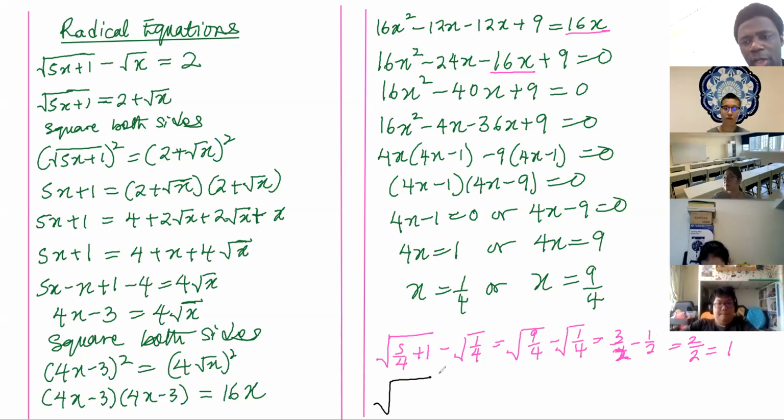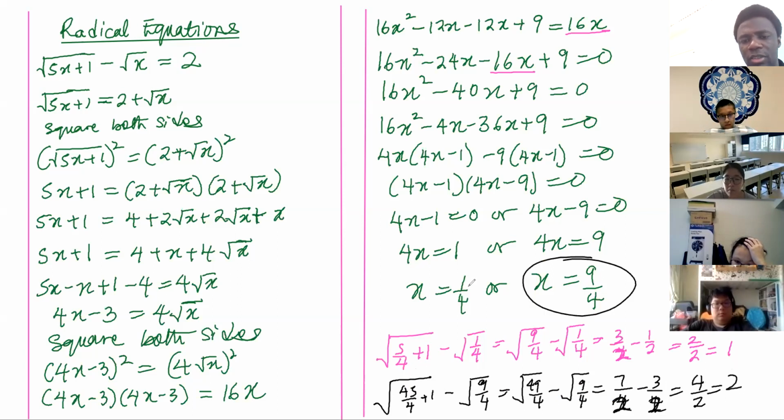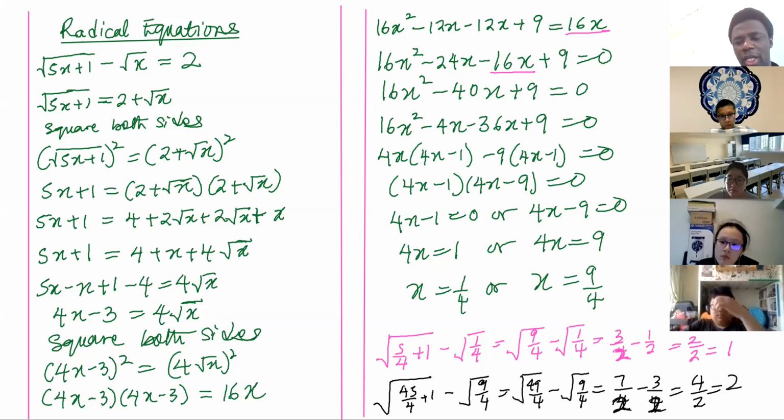So when I put this, 5 times 9 over 4 gives 45 over 4 plus 1, square root of 9 over 4. This is 49, definitely. So that would be 7 over 2 minus 3 over 2. So that gives us 4 over 2, which is equal to 2. So this is the valid answer. So this is not a valid answer. So we can conclude by saying, checking, okay, by testing each value.